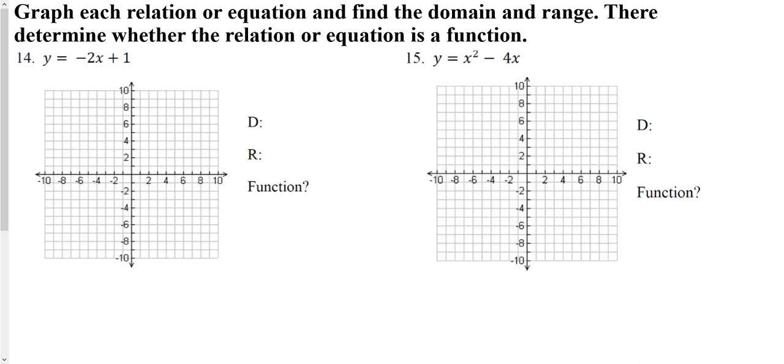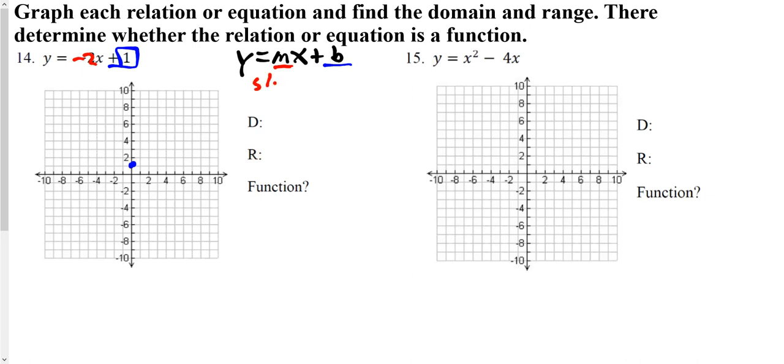So here we need to go ahead and graph these. Remember, when you're graphing, you can always make a T-chart if you want. But when we're looking at number 14 here, remember it's an equation of a line, y equals mx plus b. Remember, what is added to x is your y-intercept, so we're going to be starting at +1. And then the number in front of x is your slope, which is -2.